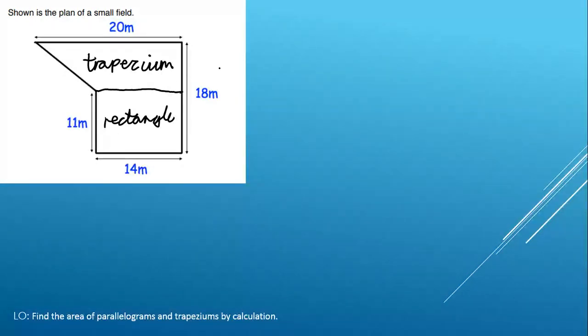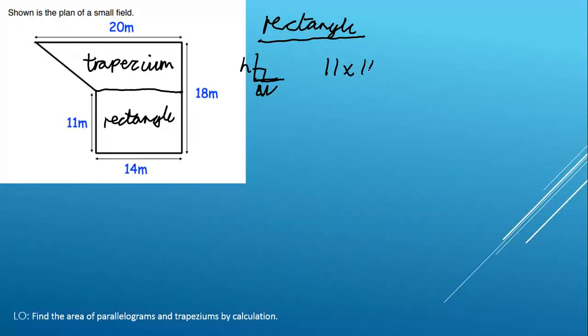Let's start with the rectangle because it's nice and easy. If I label that the rectangle, we need our perpendicular height and width. We always need our perpendicular height and width to find the area of anything. So to start with, we've got 11 as our height. Multiply that by 14, and we get 154. So the area for the rectangle is 154 meters squared.